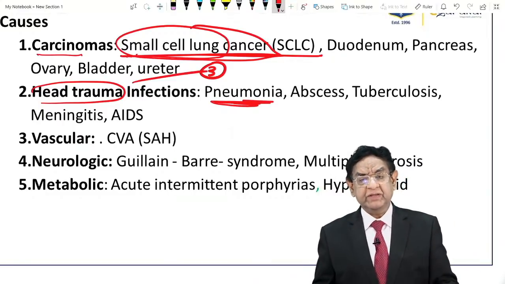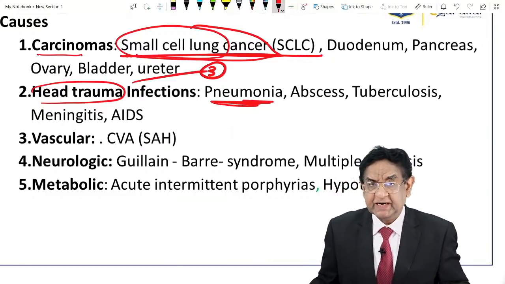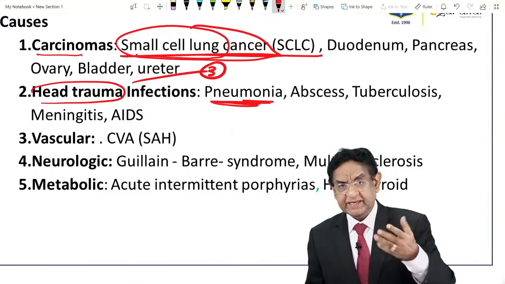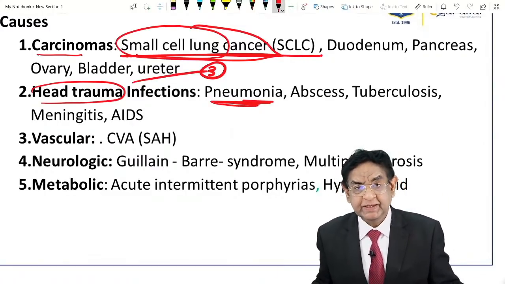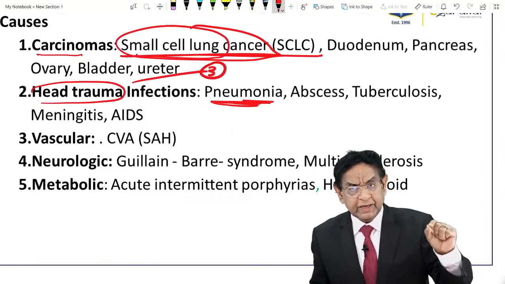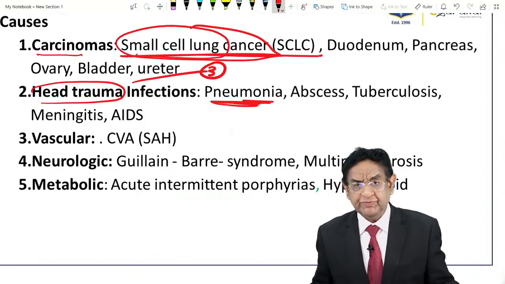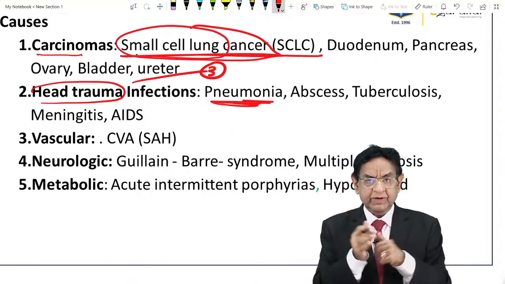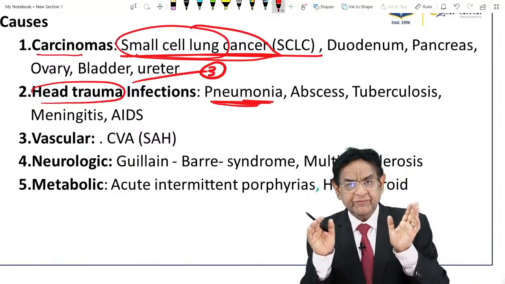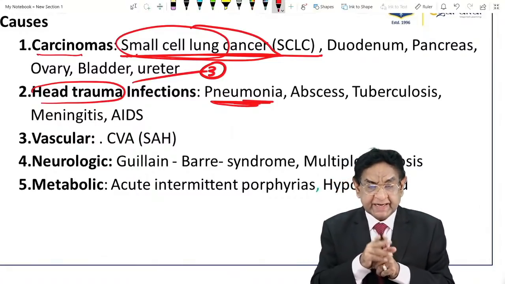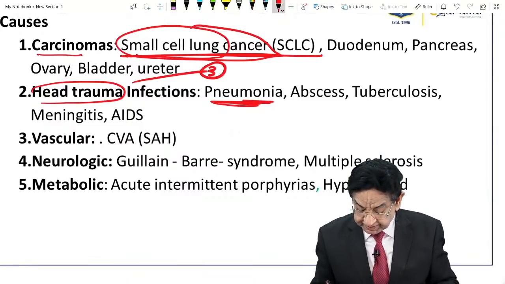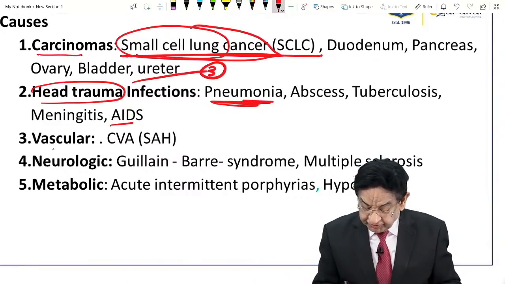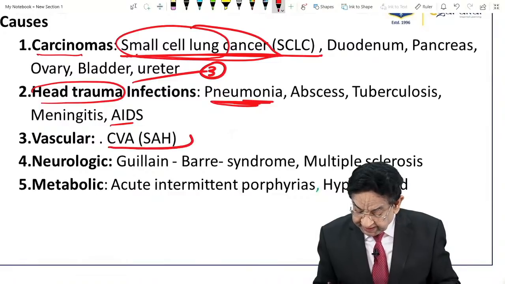We saw in one of the previous questions where the patient came with cough, and some haziness of the opacity was there, which was indicating pneumonia. I think it was question number 2, if I remember correctly. It was the pneumonia which caused SIADH. Causes include pneumonia, any infection including HIV, vascular CVA, head injury.